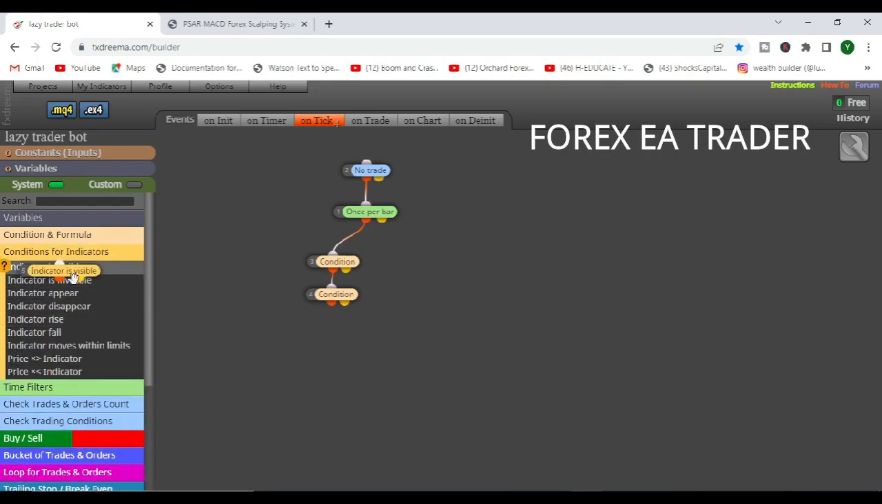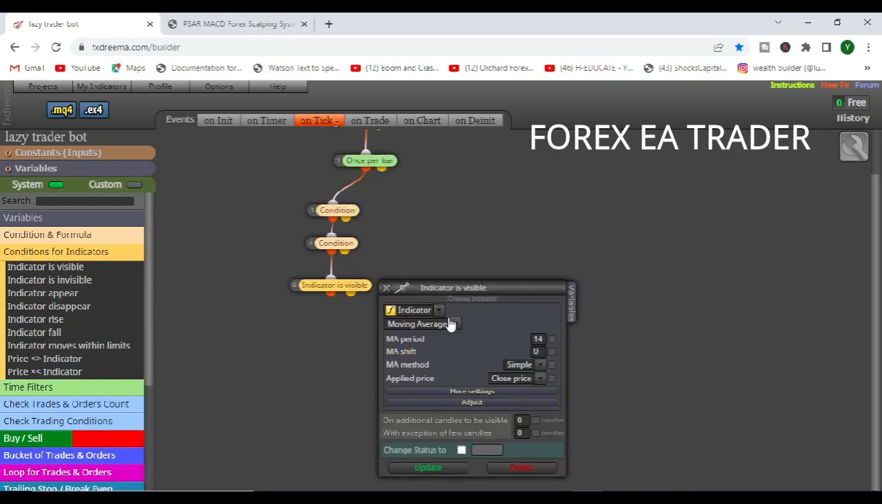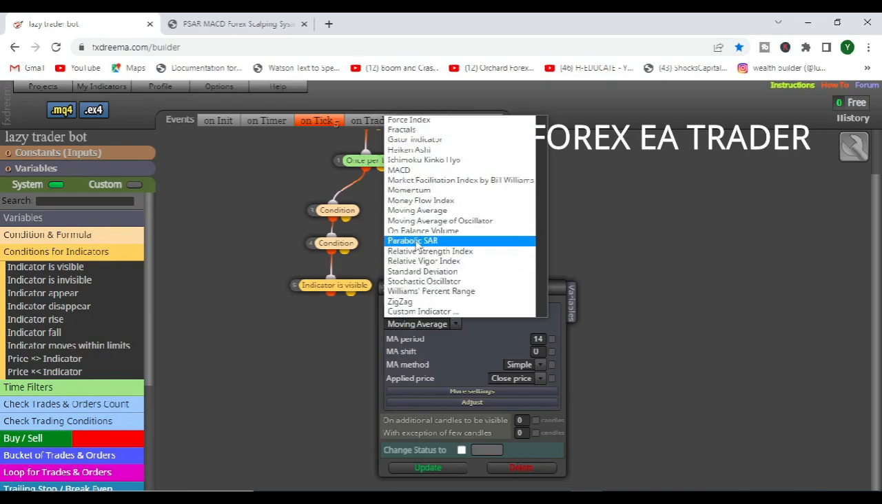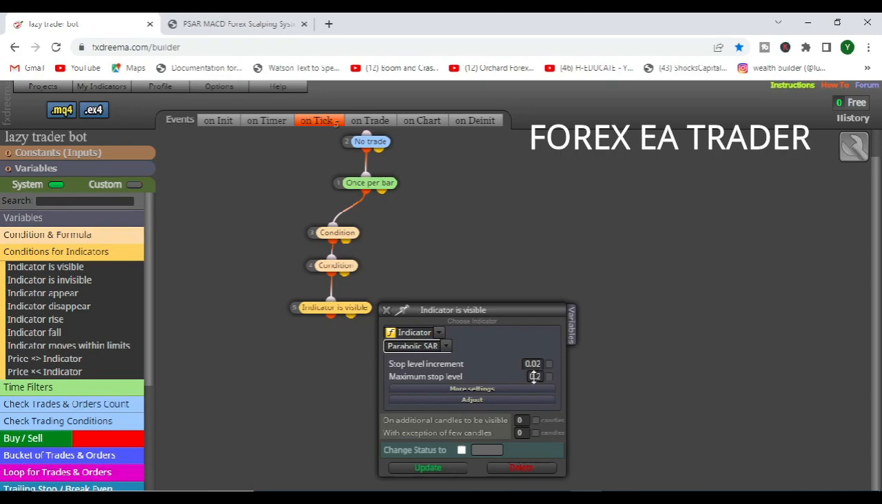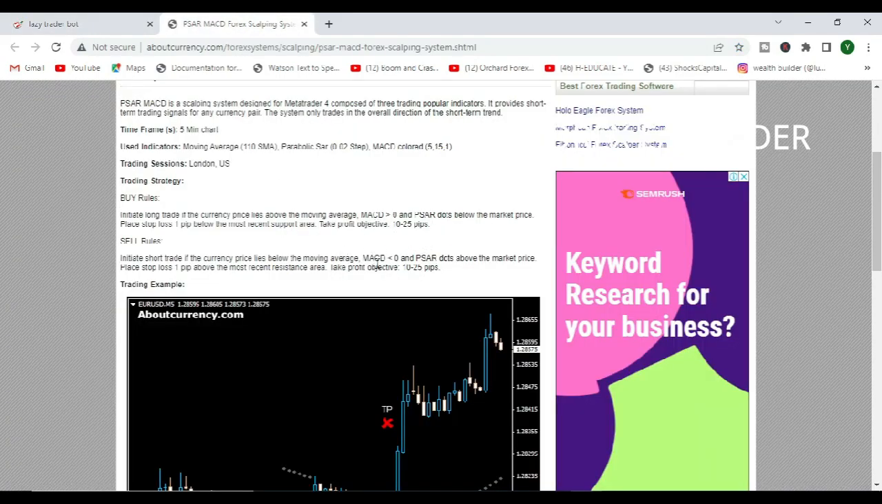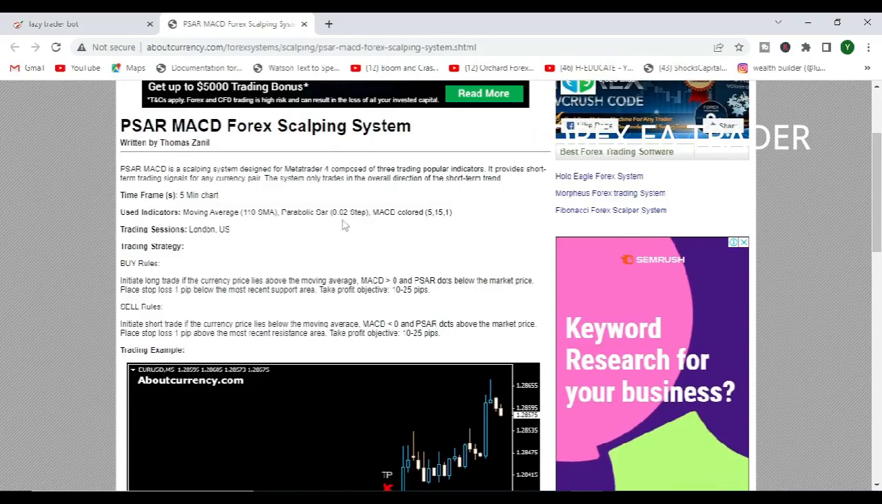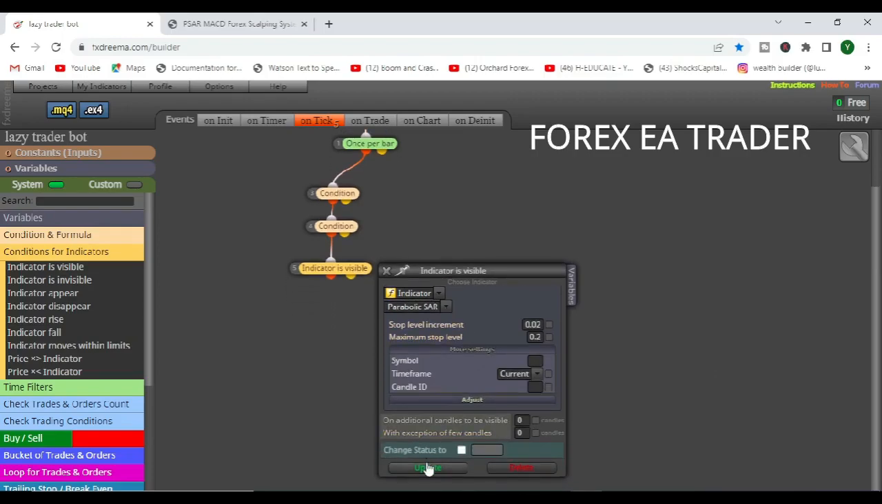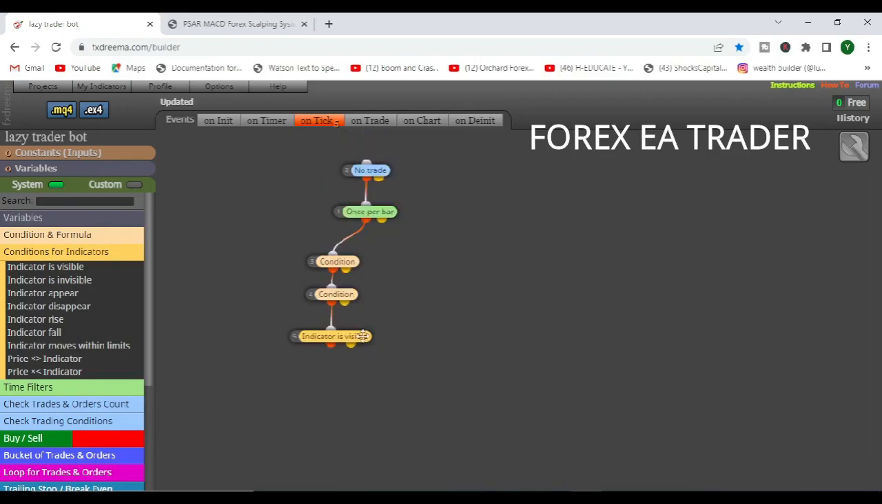We are going to look for the indicator is visible. I think we are going to use this block. Then indicator, we are going to look for Parabolic SAR with default settings. That's what we have. I think step is 0.02. That's step. I think that's the default setting there. So yeah, basically that's about it for us.